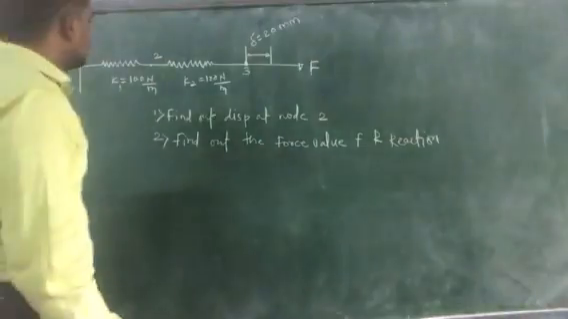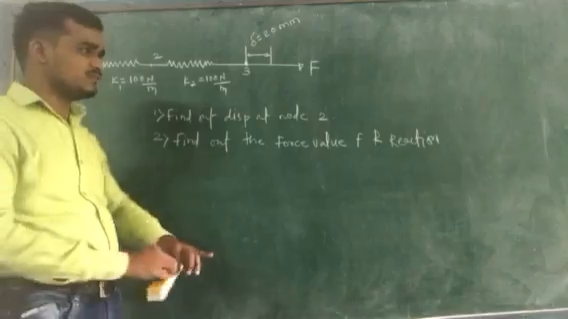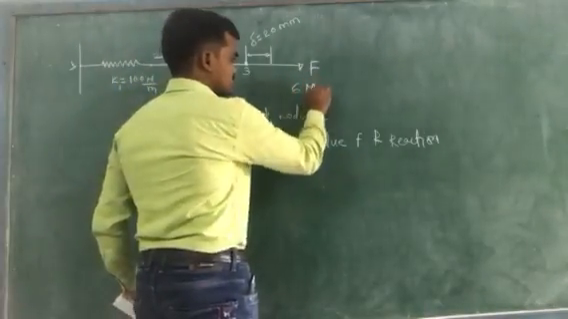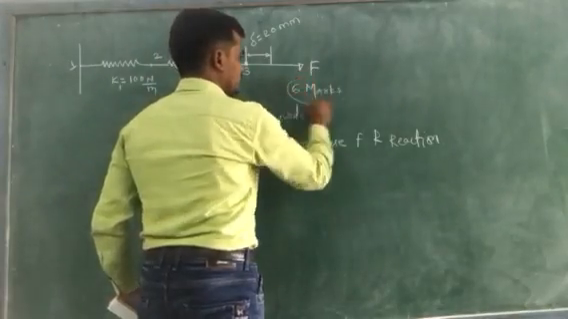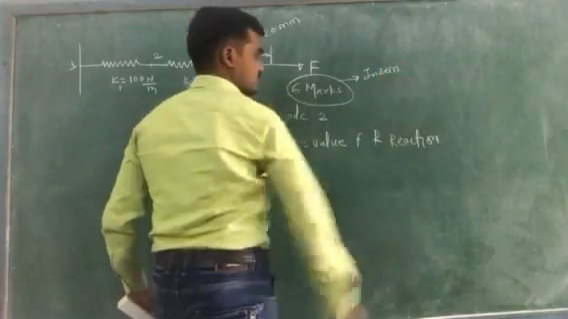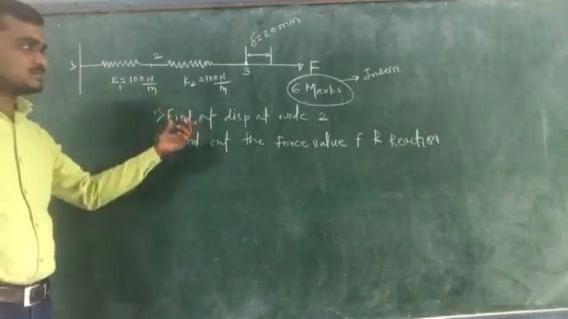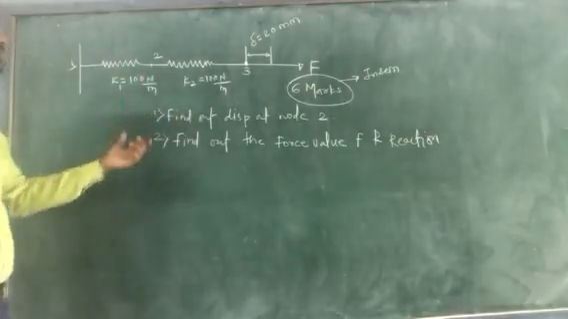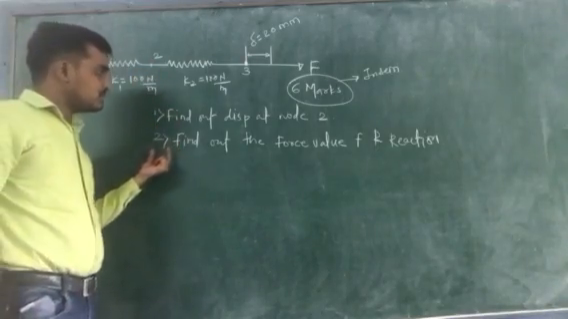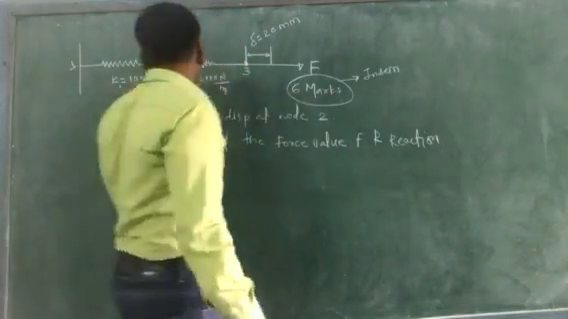First one is to find out the displacement at node 2. This is a very simple example. Actually this example is asked for 6 marks in your INSEM exam. Such types of examples will be asked in your INSEM exams. So now we will find out the displacement at node 2, the force value F, and the reaction R.